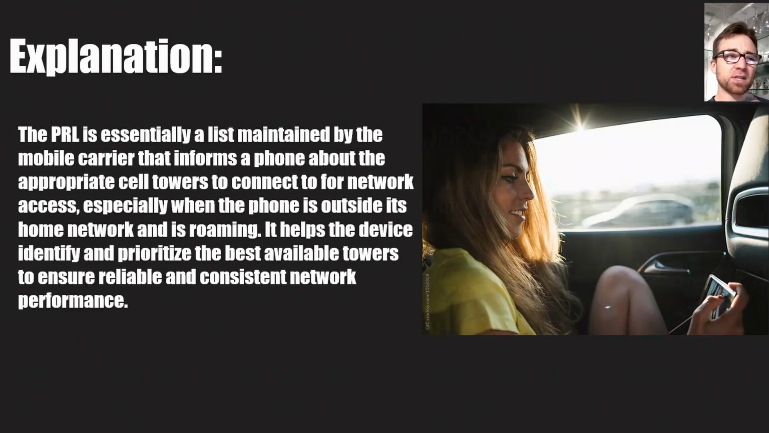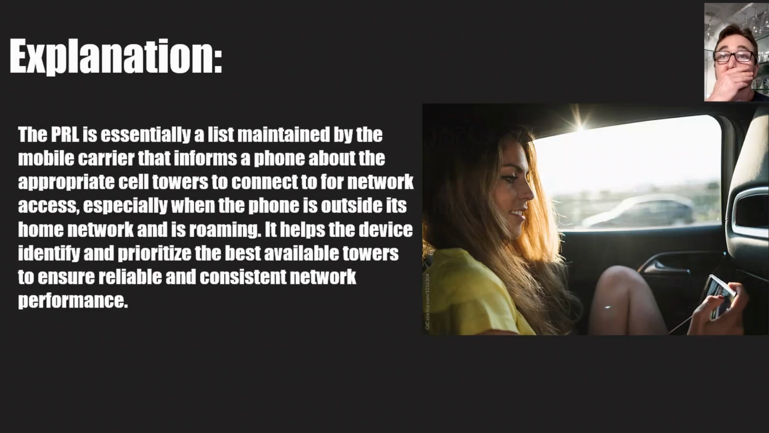But now you've traveled down the road a little bit. You've gone interstate maybe, and your cell phone's like, whoa, I don't know where I am. I don't know what's going on. I need to download an update that tells me what cell towers to communicate with so that I can get the best service. That's essentially it, guys. That's what a preferred roaming list is.